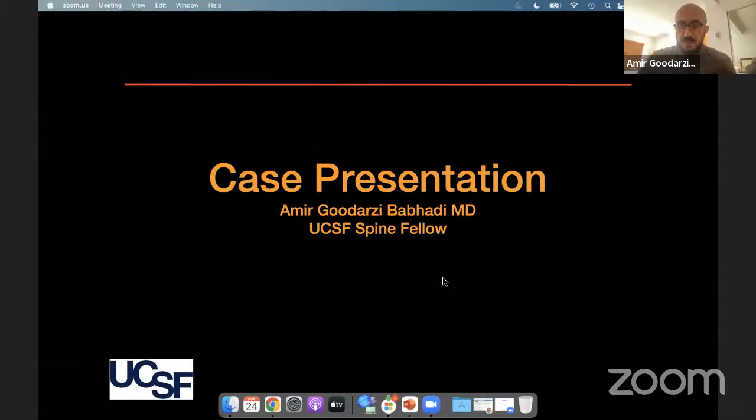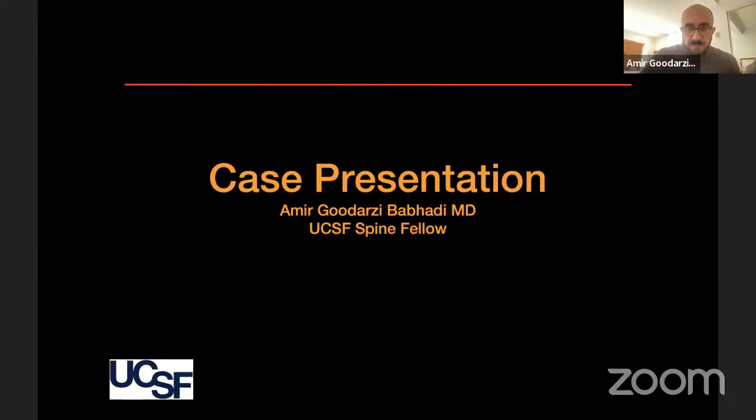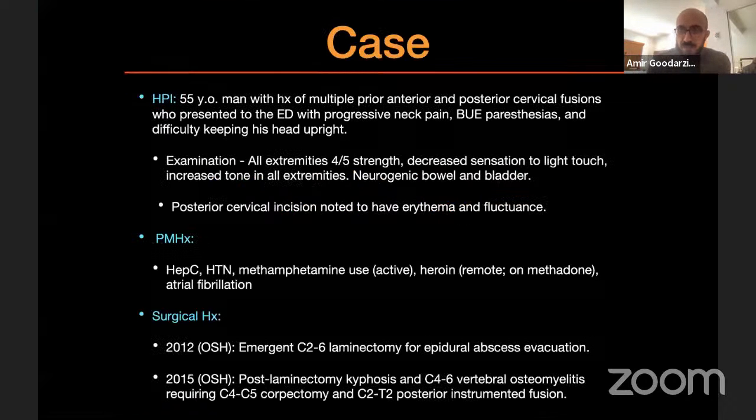Thank you, Dr. Theologis. So today we're going to be presenting another case. This one's moderated by Dr. Theologis. It's a 55-year-old man, history of prior multiple anterior and posterior cervical fusions in outside hospitals, who presented to our ED with progressive neck pain, bilateral upper extremity paresthesias, and difficulty with his posture. Mainly, he was unable to keep his head upright.